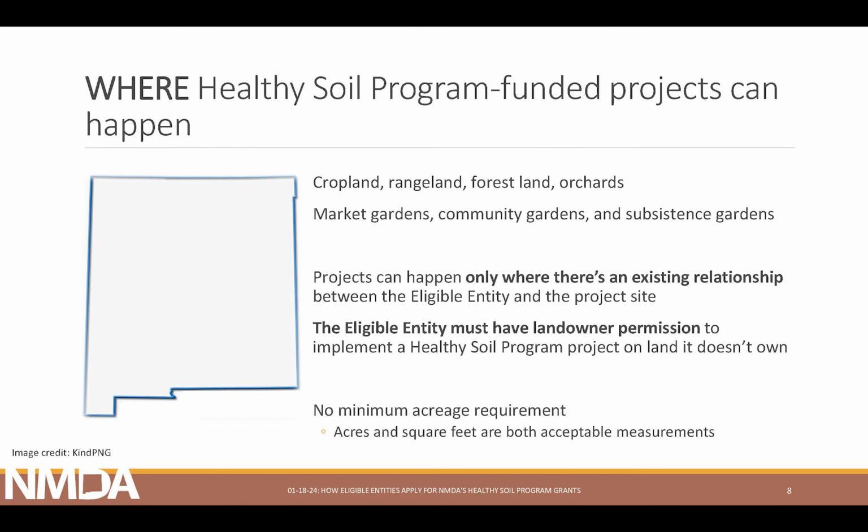Where Healthy Soil Program funded projects can happen, that's what this slide's all about. And you can read there from the top that we fund projects that occur on cropland, rangeland, forest land, orchards, you name it. We've also funded some projects that occur in gardens, whether those are at the market level or the subsistence level. The bottom line is that projects can happen only where there is an existing relationship between your eligible entity and that project site.